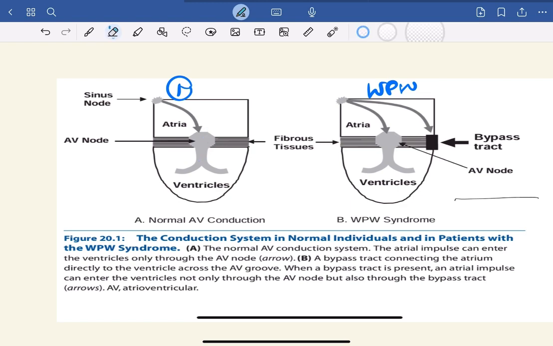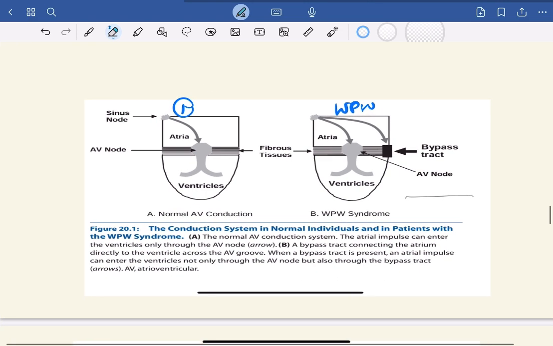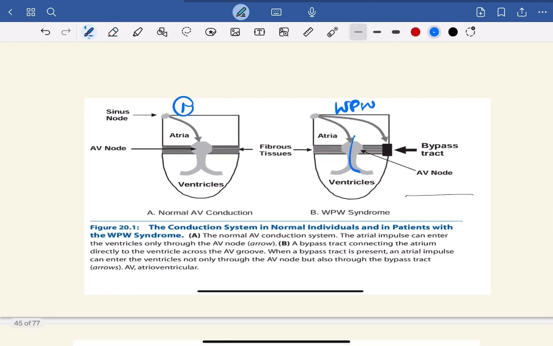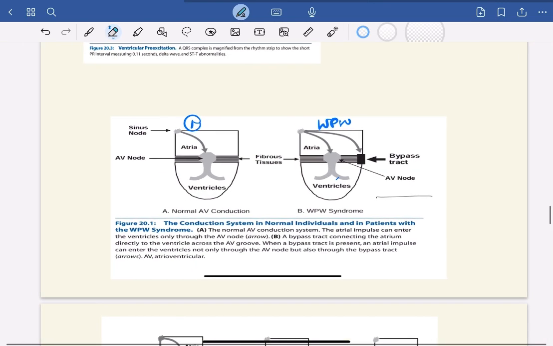So in WPW syndrome, what happens? There is a bypass tract or accessory pathway. That means current from the atrial impulses will go through the AV node as well as that accessory pathway. Okay, so there is presence of one or more bypass tracts. So these bypass tracts make the ventricle excited before the normal conduction depolarizes the ventricles. So let's look at how the depolarization happens.